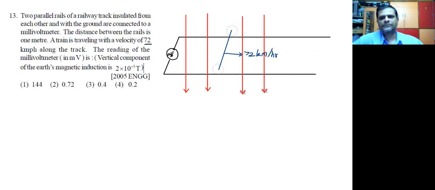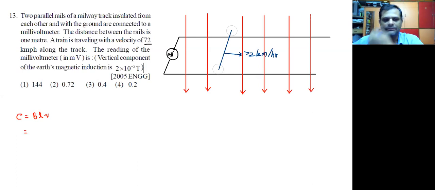Yes, अभी ये हमको ऑलरेडी पता है कि whenever a rod just moves in a magnetic field perpendicular to it, there is an induced EMF produced in that rod, correct? And that induced EMF is actually given by the formula E is equal to B into L into V, correct? So if we use it here, then the vertical component of Earth's magnetic induction is given already to be 2 into 10 raised to minus 5 Tesla, which is kept as it is. The length of the rod is actually going to be 1 meter because it is already given that the railway track, the distance between two rails is going to be 1 meter.